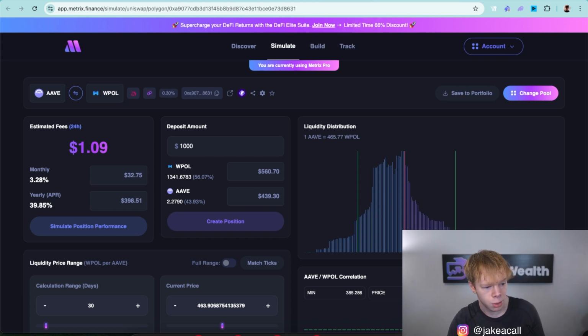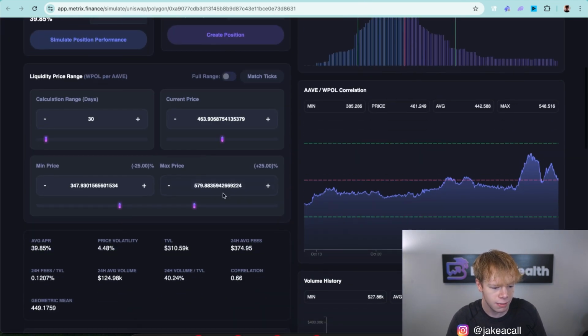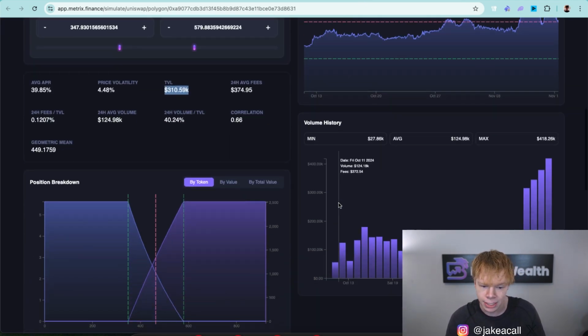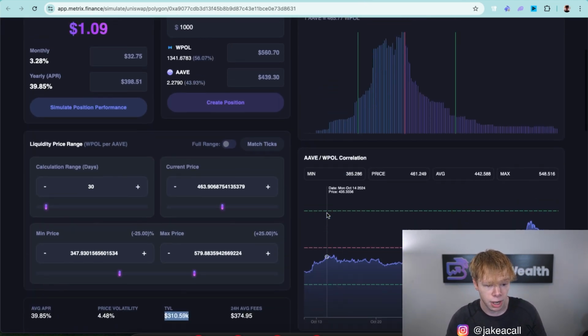Diving into the next liquidity pool, we have AAVE to Paul token over here, basically. Now, this one has a TVL of $310,000, so we cannot really scale this one, but this one is doing a pretty solid APR, it seems like.